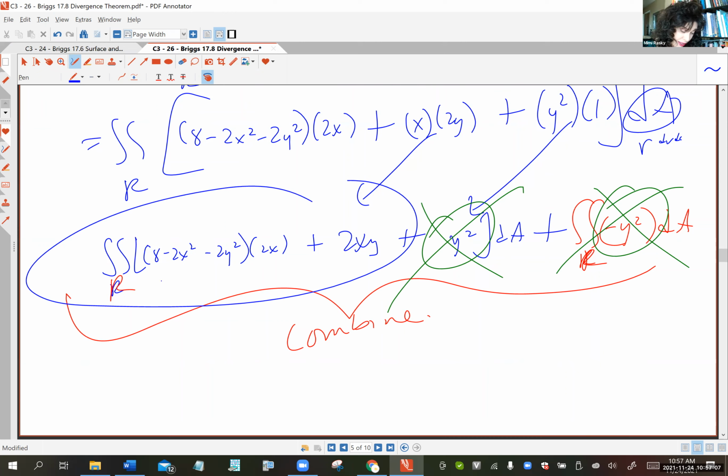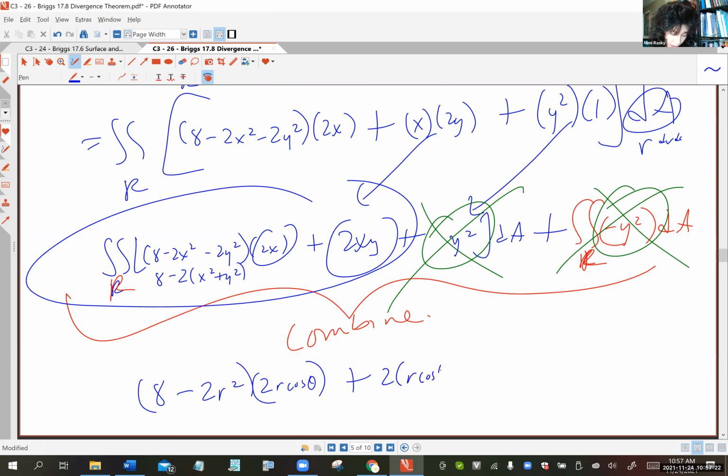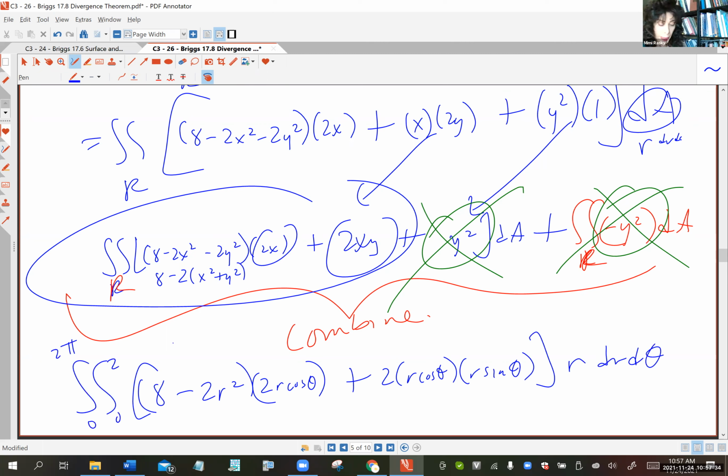So how would that work? Well, you'd have 8 minus 2 times x squared plus y squared, so 8 minus 2r squared, and then this 2x would be 2r cos theta, and then plus 2xy, that would be 2 times r cos theta, r sine theta. And then you'd have r dr d theta, with theta going from 0 to 2 pi and r going from 0 to 2. I'll let you do the rest, and the answer is 0.